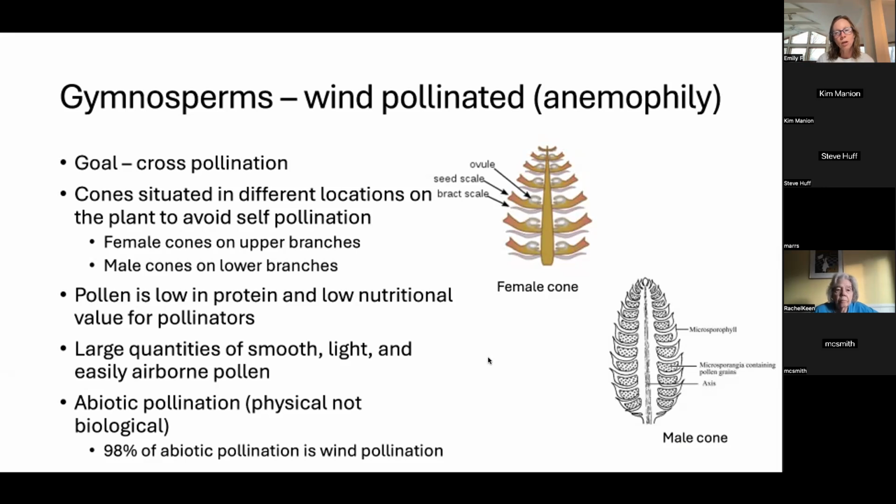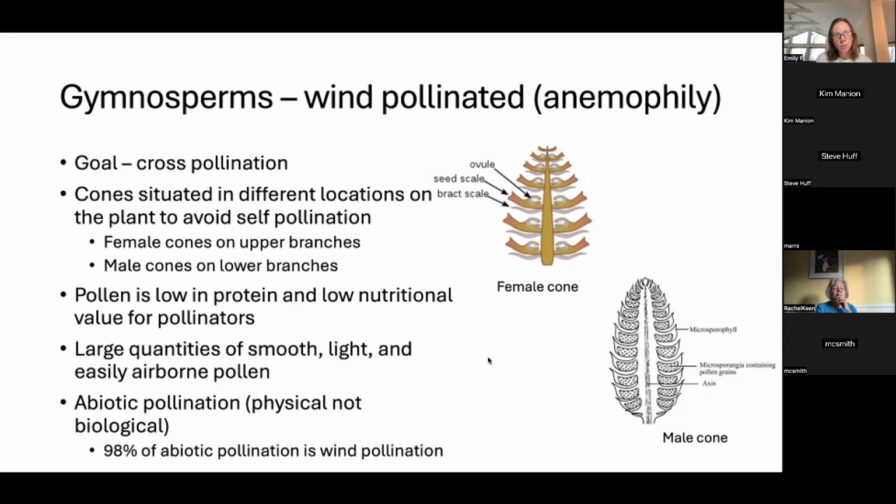And this is going to help prevent any self-pollination going on. So the goal is cross-pollination because we don't want to pollinate ourselves. That's not always good health-wise. And the pollen is going to be low in protein, low nutrition, which is why wind pollination is the way it's going, because that's light and smooth and easily airborne for movement.